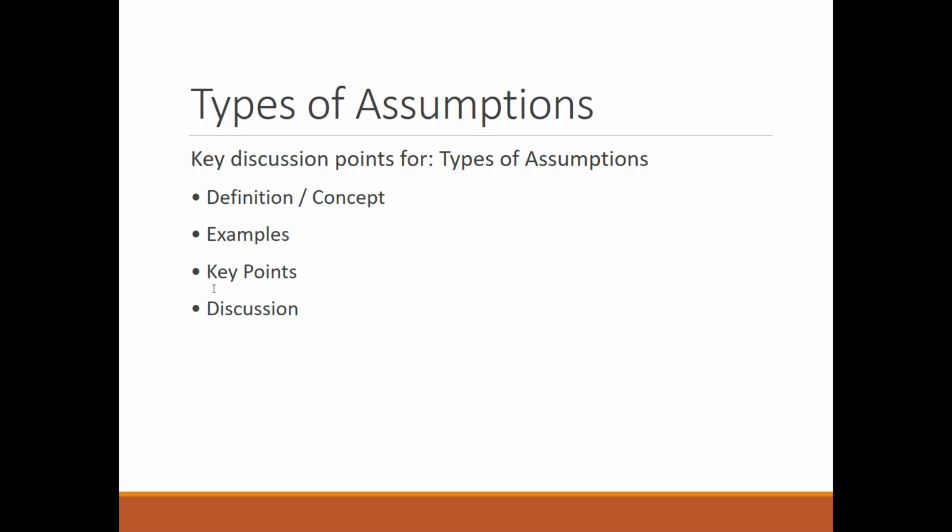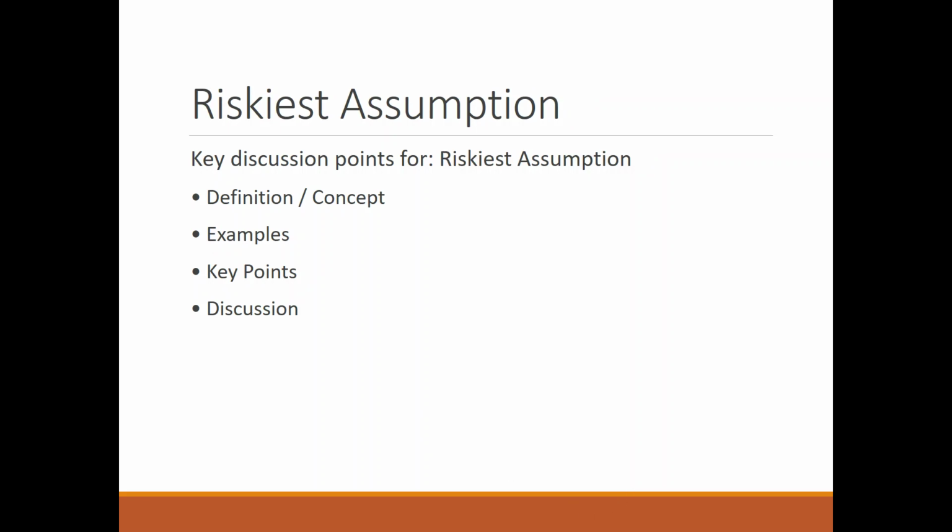Fifth one is technical assumption. Sometimes the biggest uncertainty is the technology itself. Ask questions such as, can the AI model achieve sufficient accuracy? Can facial recognition work in poor lighting? Can cloud servers handle thousands of users simultaneously? Can the application scale efficiently? Technical feasibility should be validated through prototypes and testing. Now, next one is identifying the riskiest assumption.